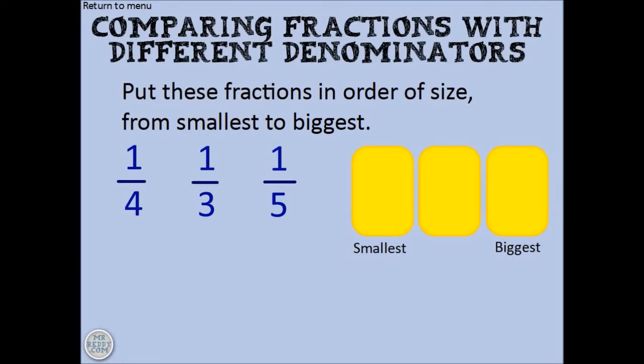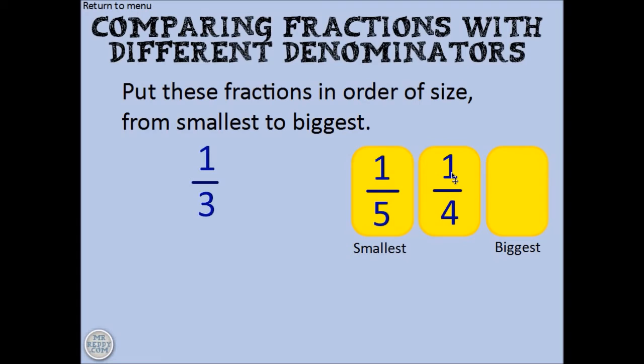Okay, well in that case, that's going to help us with this. 1/5 has been cut into 5 pieces and we've got one of them selected. So it's going to be the smallest because it's been cut into more pieces than these two fractions. This one's going to be the middle fraction in order of size because it's only been cut into 4 pieces. And this one is going to be the biggest out of the 3 because it's only been cut into 3 pieces, and therefore each individual third will be bigger.